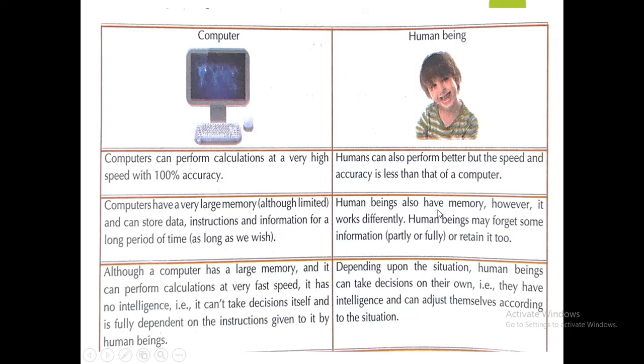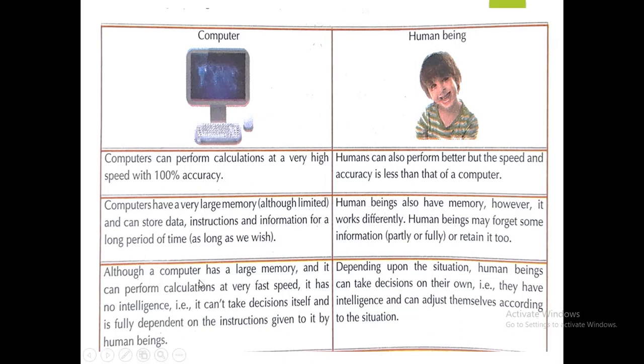Human beings also have memory, but it works differently. Human beings will forget some information, partly or fully. Otherwise we have to revise it again or retain it. So we have to often retain it.